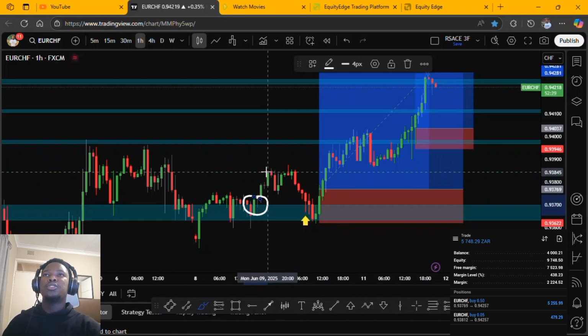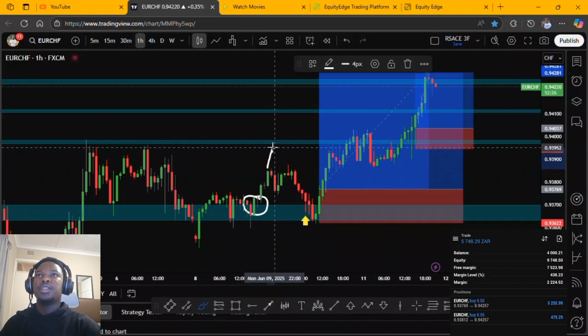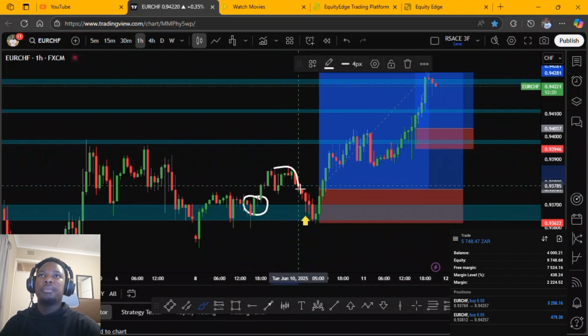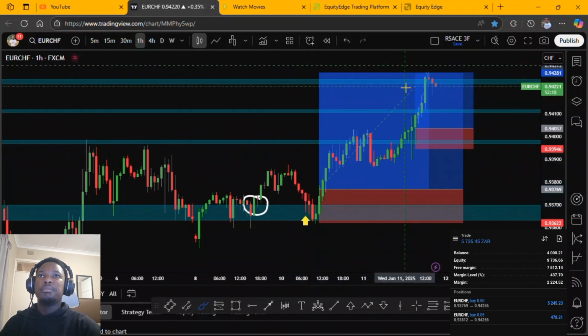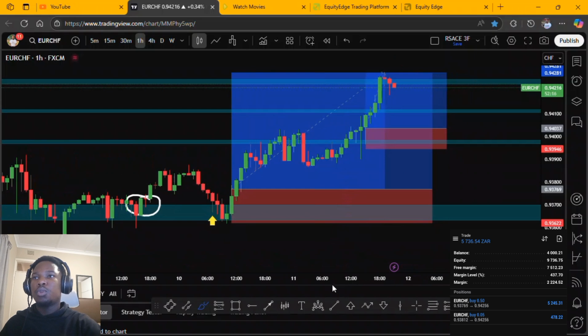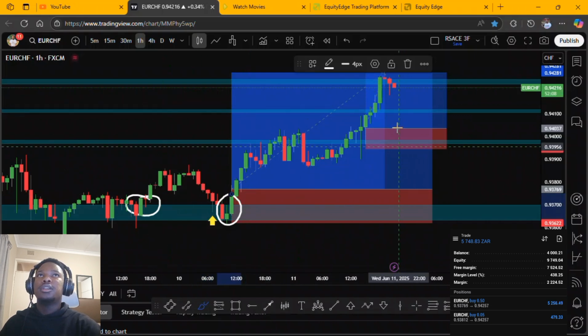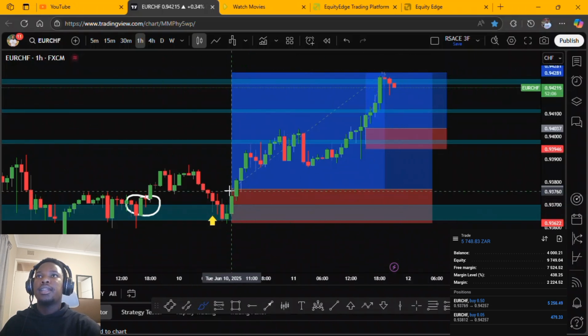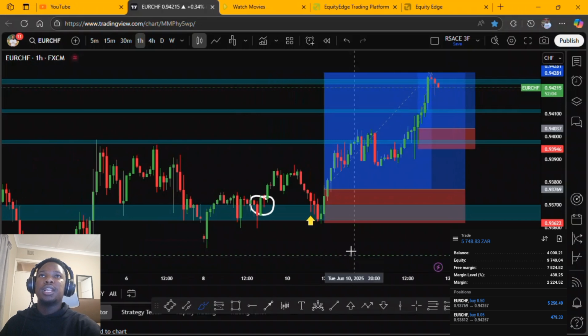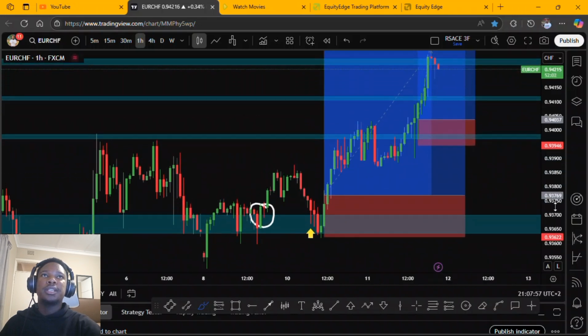So I decided, you know what, let me wait for it to maybe bounce from here and then I can possibly get another entry. But it came back again, and then when it came back, it gave me exactly what I was looking for. It gave me my entry. So that's when I entered, and then immediately after entering, the market shot to the upside.